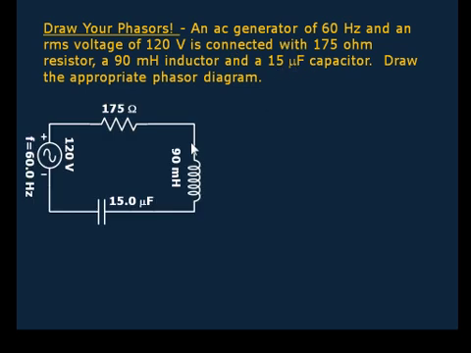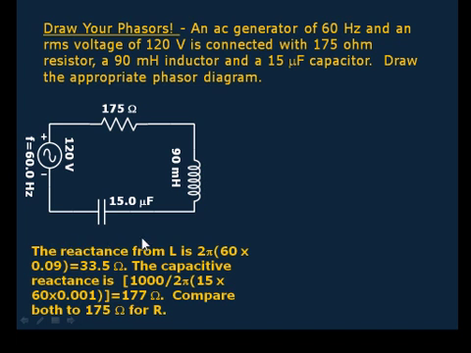Here is the circuit diagram. So the generator drives an R, L, and C combination in series. Before we draw the phasor diagram, let's go ahead and compute the values for the inductive and the capacitive reactances. So the numerical values turn out to be the following.